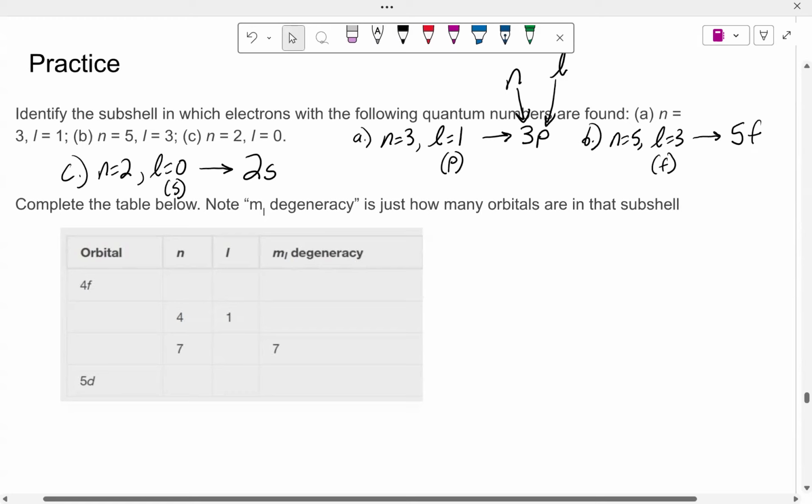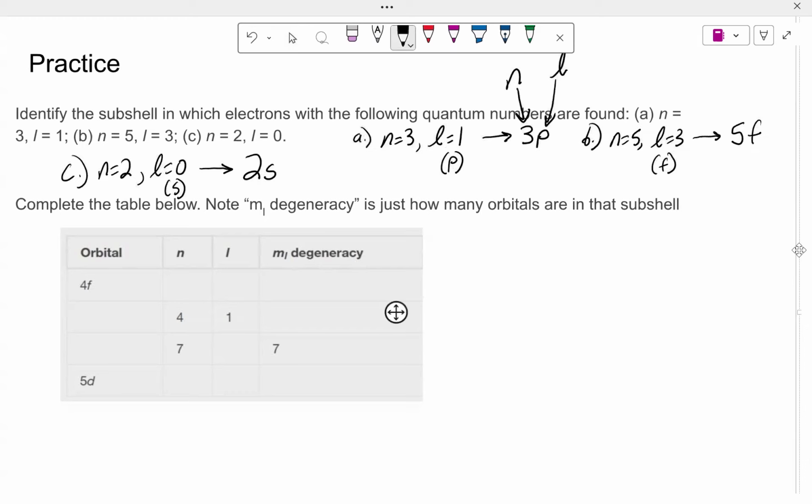Okay, now in the second problem, we're going to just complete this table. We'll identify here again, n is the principal quantum number. L tells you the subshell, S, P, D, or F. We're going to put a specific number for that, so 0, 1, 2, or 3. M sub L degeneracy is just another way of saying how many orbitals there are that are equal in energy.